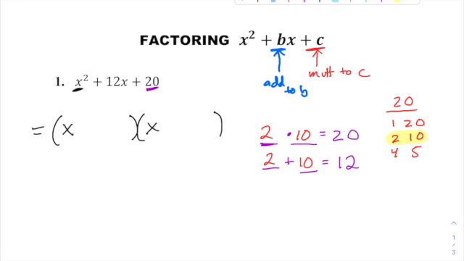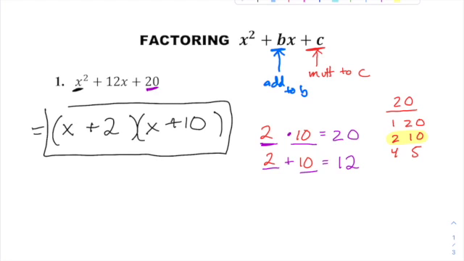So here we go. My answer is going to be x plus 2, positive 2 was one of the numbers, x plus 10, positive 10 was the other number. And there we go. That's my answer. The order doesn't matter in which you wrote them, so you could have written the plus 10 here and the plus 2 here. That's fine as long as the signs are correct.